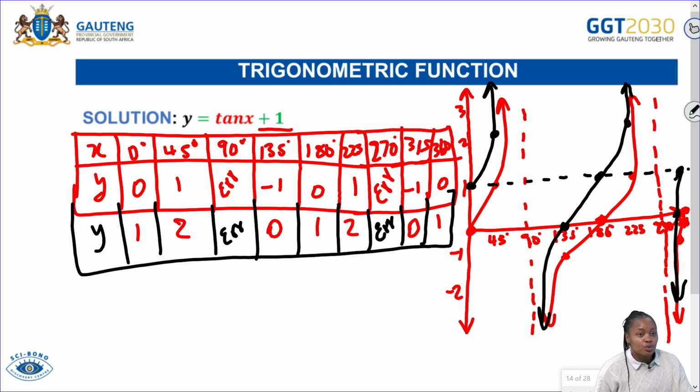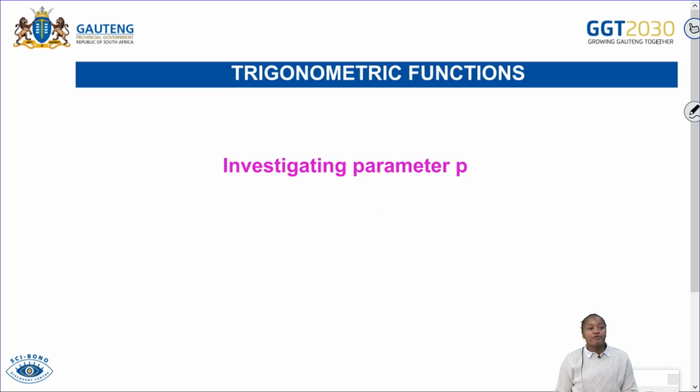Let's move to the parameter of p. So let's investigate the parameter of p. How does p shift your graph?